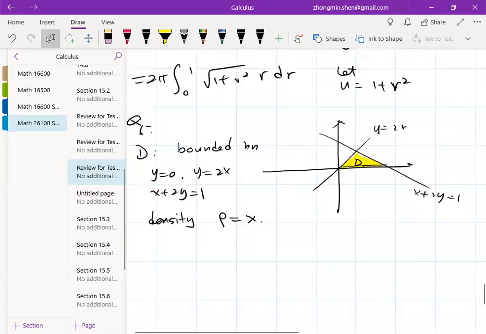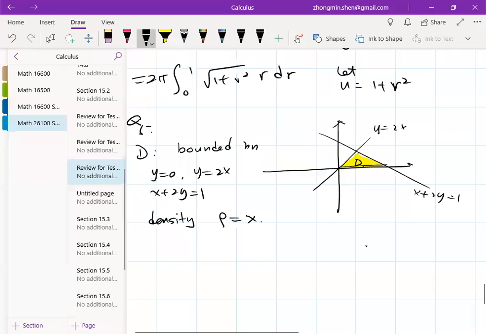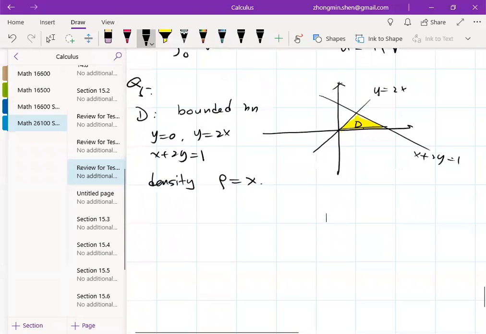All right. For this problem, you need to do lots of computation here, but the problem on the test will be much simpler. Okay. So for example, by the symmetry, maybe you can easily get the x bar.